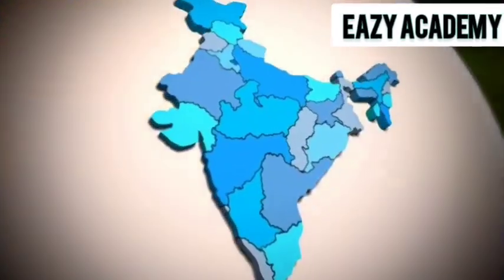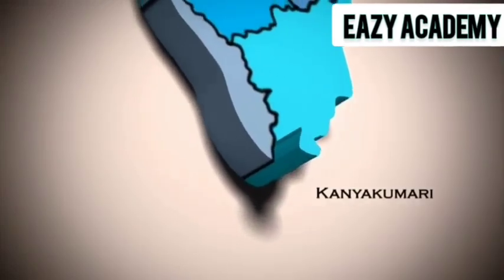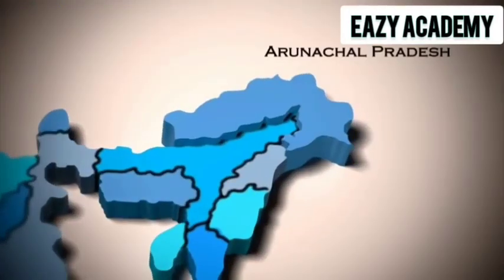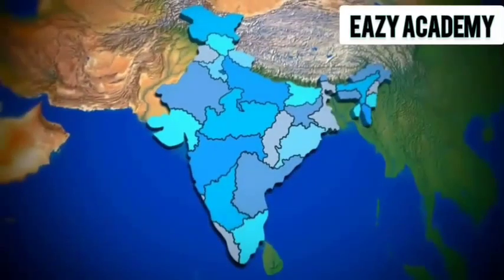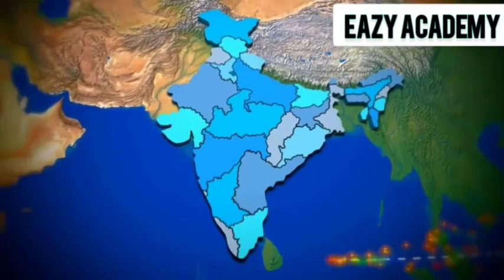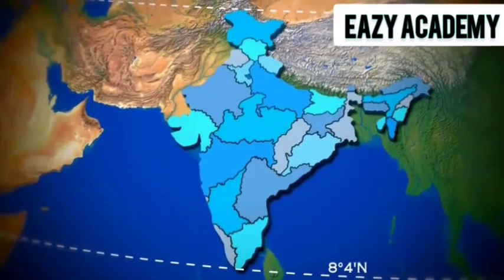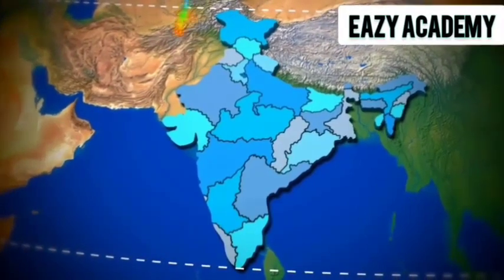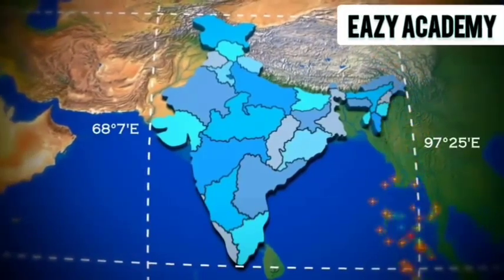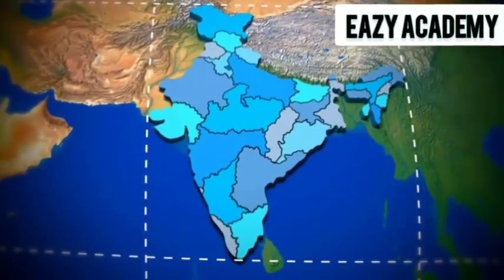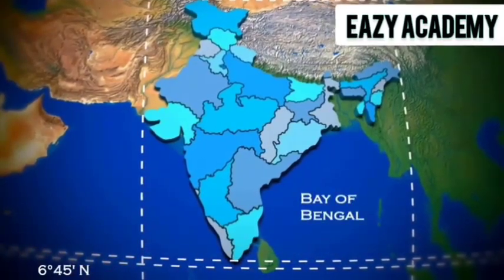The mainland of India extends from Jammu and Kashmir in the north to Kanyakumari in the south, and Arunachal Pradesh in the east to Gujarat in the west. The mainland extends between latitude 8.4 degrees north and 37.6 degrees north and longitudes 68.7 degrees east and 97.25 degrees east. Our southern boundary extends up to 6.45 degrees north latitude in the Bay of Bengal.